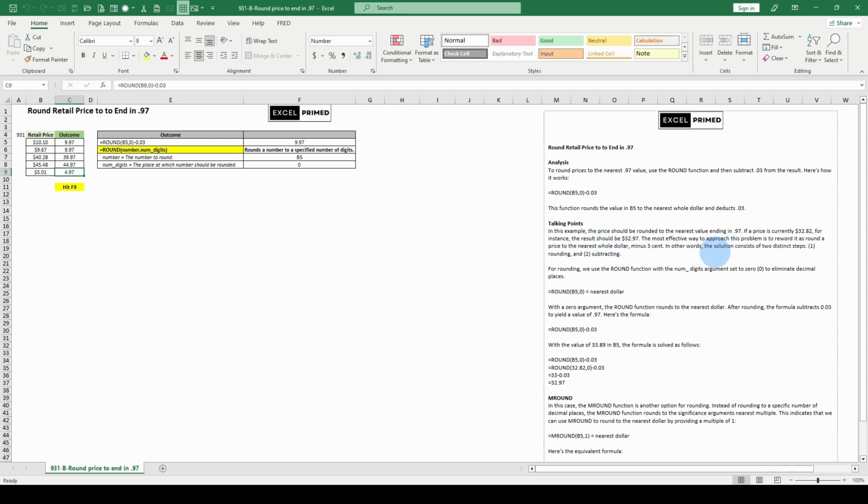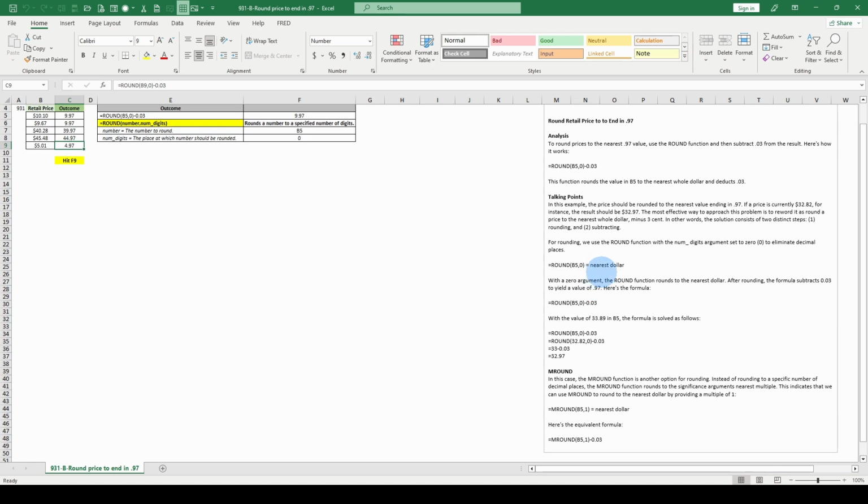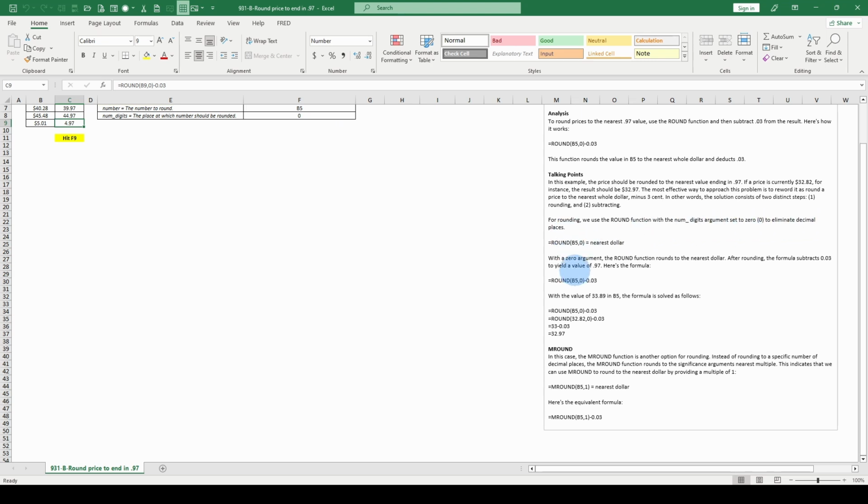The most effective way to approach this problem is to reword it as round price to the nearest whole dollar minus 3 cents, as I was just explaining. In other words, the solution consists of 2 steps, rounding and subtracting. For rounding, we use the round function with the num digits set to 0 to eliminate decimal places. With a 0 argument, the round function rounds to the nearest dollar. After rounding, the formula subtracts 3 cents to yield 97 cents.